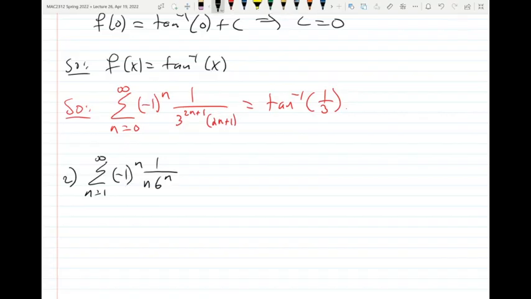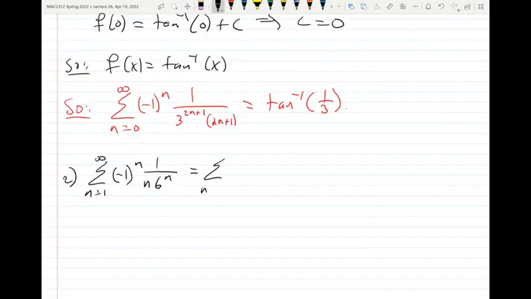Take the integral. That's 6^n. No, we need to come up with a series first, a power series first. This is not a power series. This is just a regular series. We need a power series evaluated at something. So we need to play with this. Times 1 over 6 to the power. Where? In the numerator. Yeah.